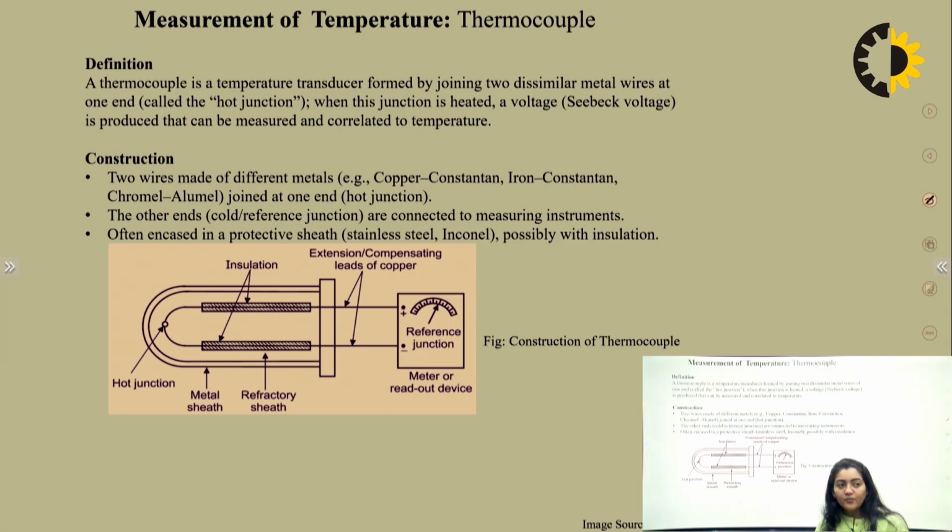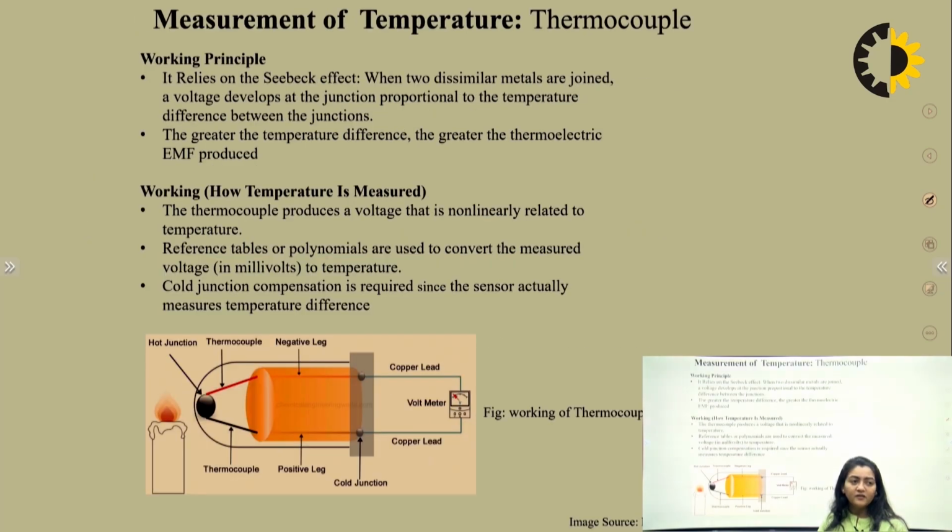Often it is encased in a protective shell, that is stainless steel or Inconel, possibly with insulation. So this is the construction you see. We have insulation here, a hot junction here, a different junction here, and a compensating lead of copper wire. So you have to connect different metals, and the outer shell is a metal sheath with insulation material. Now the working principle relies on the Seebeck effect.